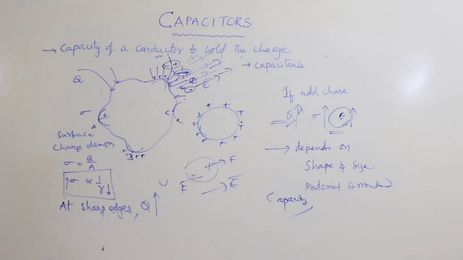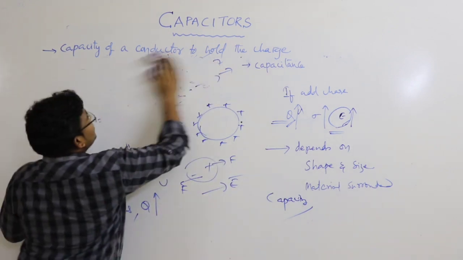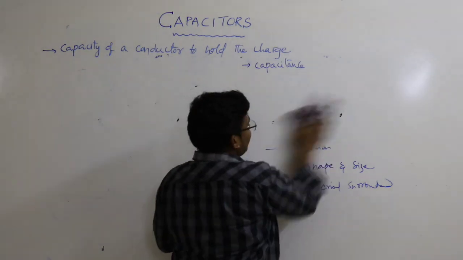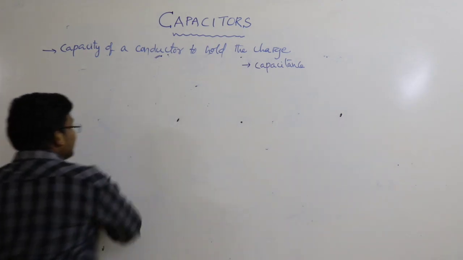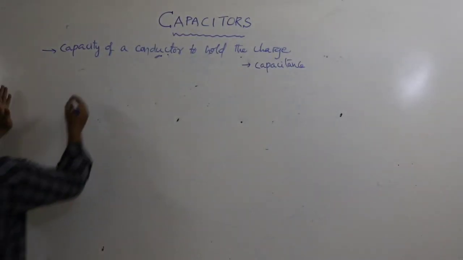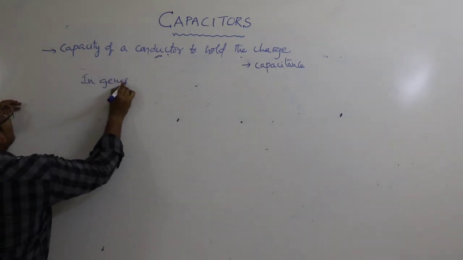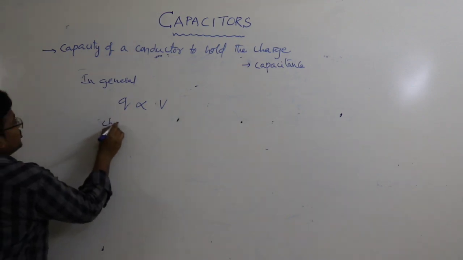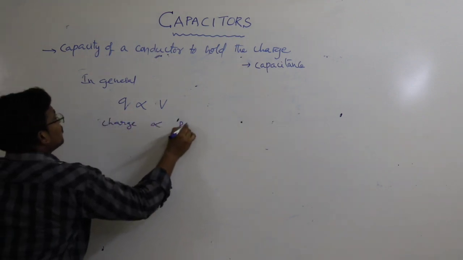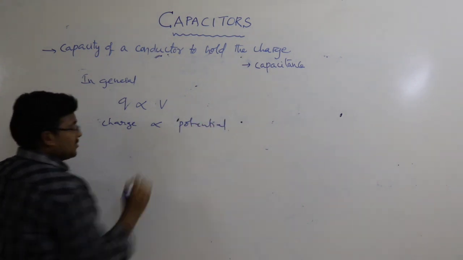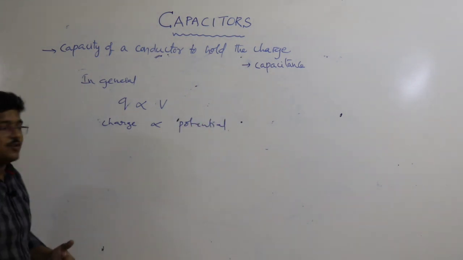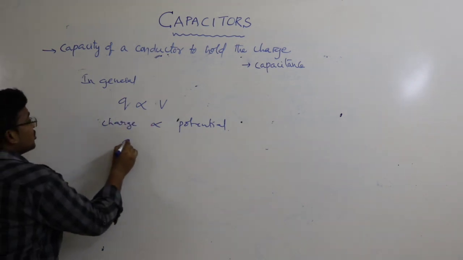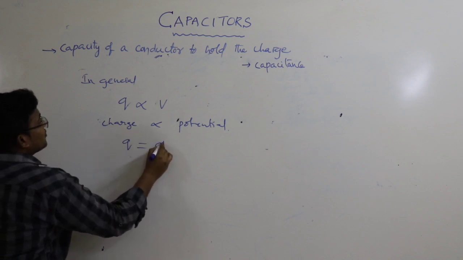So in general, how to get the calculation for capacitance. See, in general, the charge is directly proportional to the potential. Charge is directly proportional to the potential of the surface. If you give more charge, more potential will be generated. That is why it is directly proportional, so we can keep a constant. Q is equal to some constant, which is nothing but C.